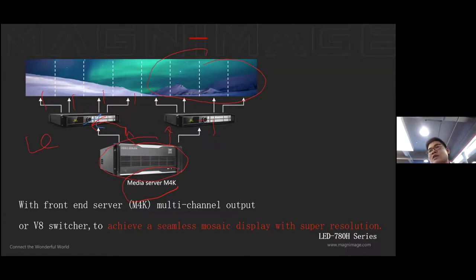Also, we can use some other switchers. For example, our V8, we have 8 program outputs. So we can use 8 programs, each one connected to a screen also. So we can also do like this, with this screen.